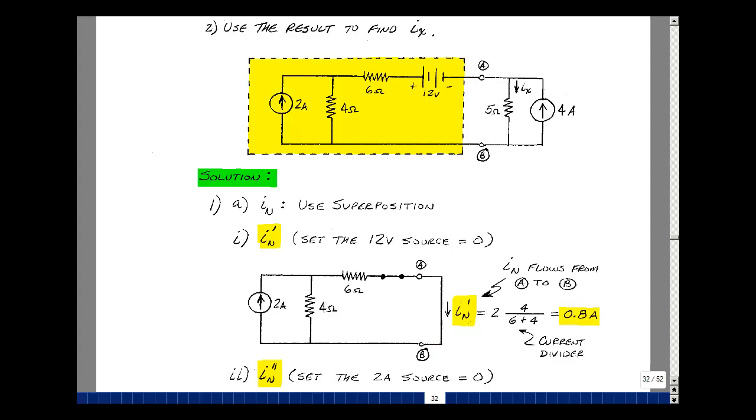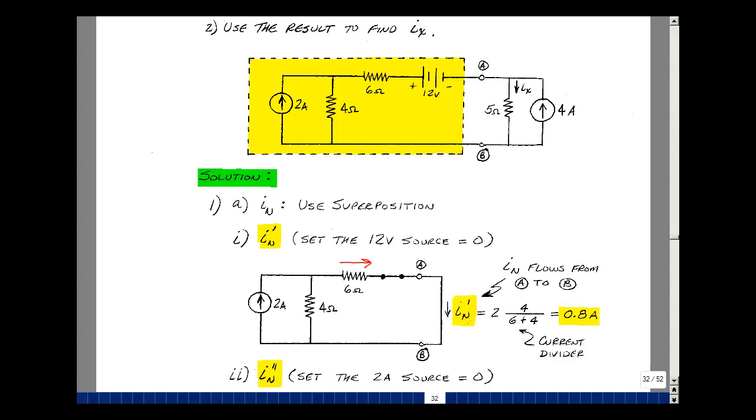Now I have two sources. I could use superposition to find that current due to each source. Set the 12 volt equal to 0, that's a short circuit, and then I'll find the value of I sub n due to the first source. Two resistors in parallel, and the current in the 6 ohm resistor is the same as I sub n prime. I could use my current divider rule.